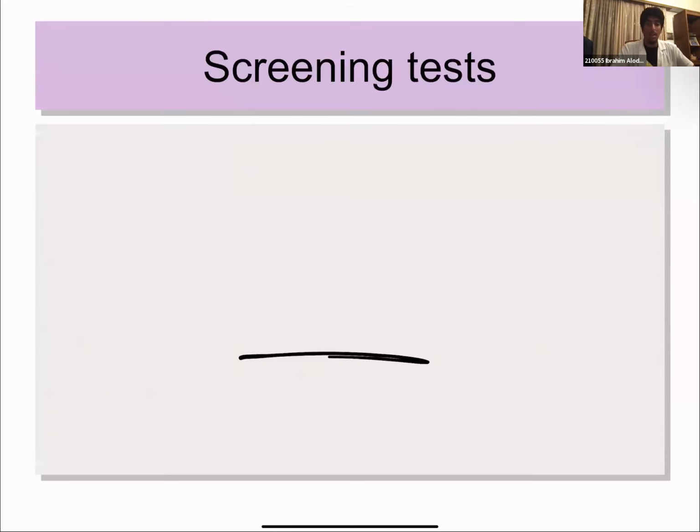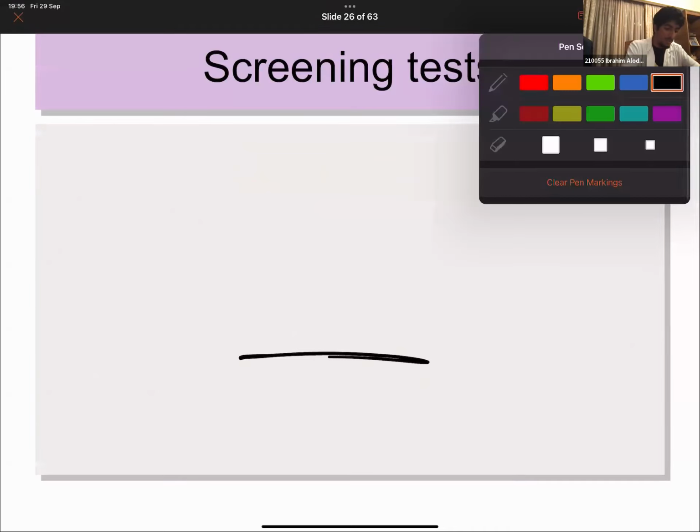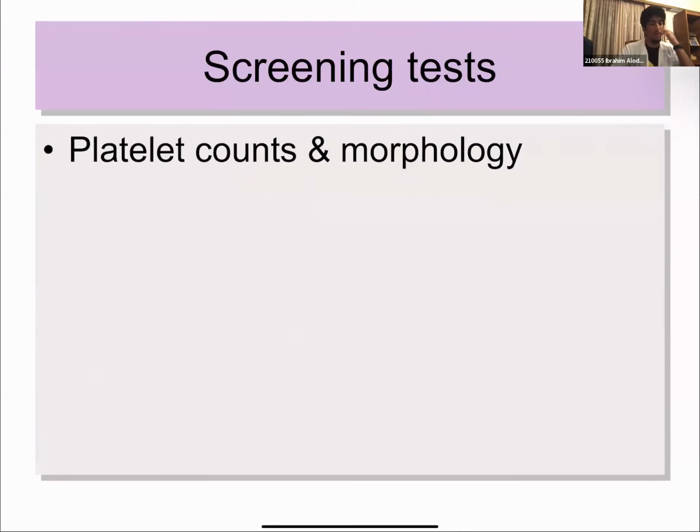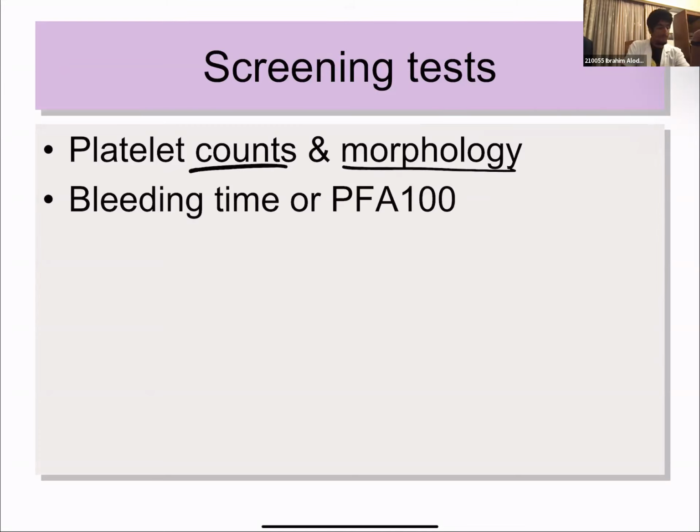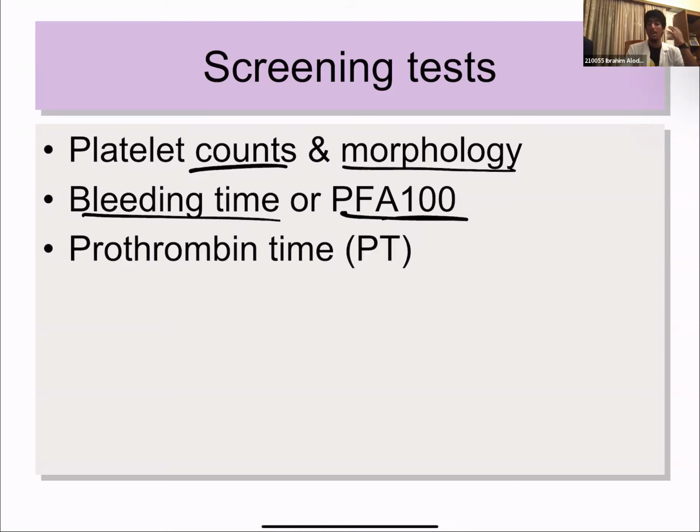So here are some of the screening tests we're going to go over. Let me clear this because I drew by accident. The platelet count and the morphology, right? The bleeding time, which is literally just how long the patient bleeds for, or PFA 100, which is platelet function analyzer 100. It's a machine. We're going to see it in a bit. Prothrombin time, which we talked about, PT.